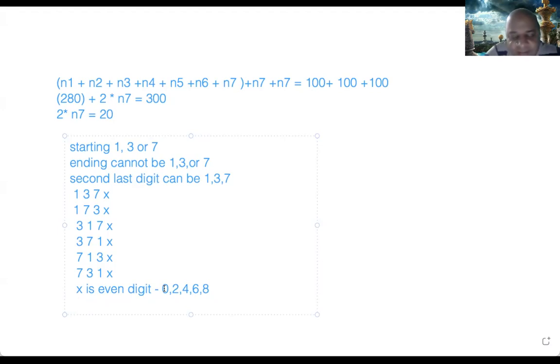Correct? Yes. Sir, can I say something? Yeah. So, it can't be 137 and 173 because then the reverse will be greater than the. But you are just jumping one step. Just hold on one step.